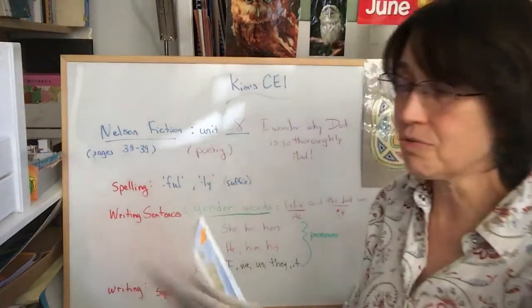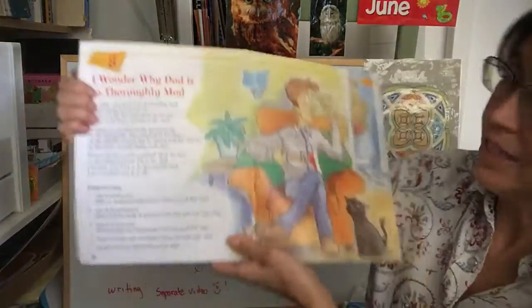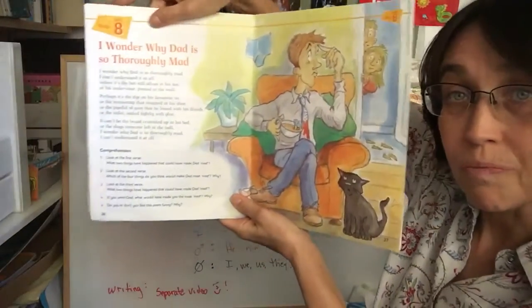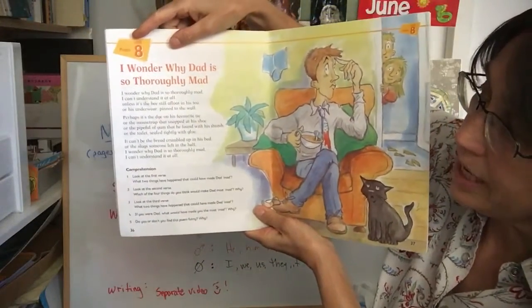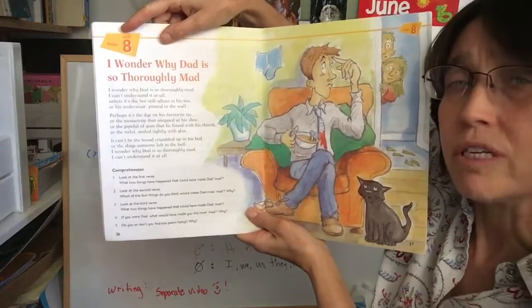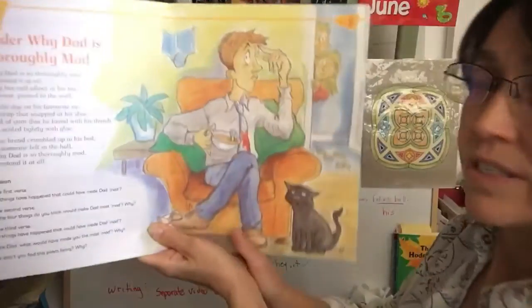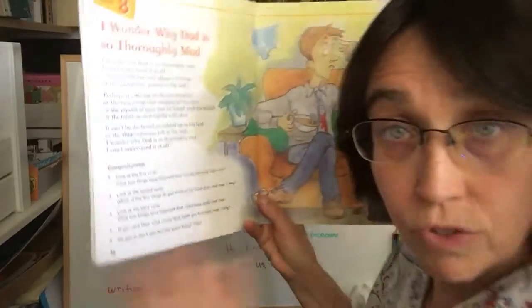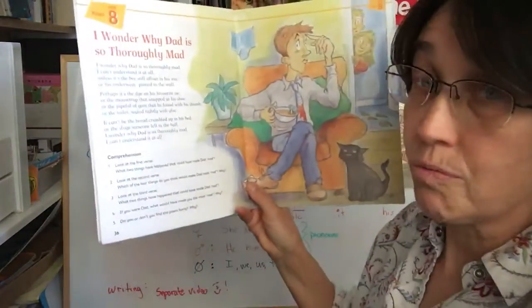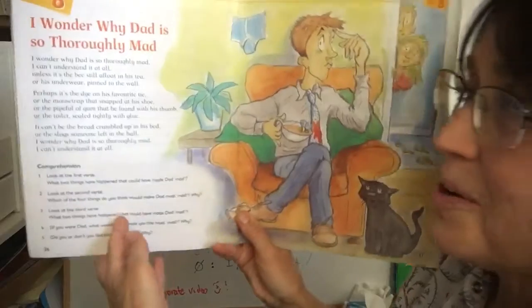Alright, now I'm going to read to you the funny little poem, rhyming poem, that begins our Unit 8, I Wonder Why Dad is so thoroughly mad, on page 36. Okay? Now, hopefully you can see this. If not, you have to look at your own book, and you should have your own book. Okay? All right, here we go.